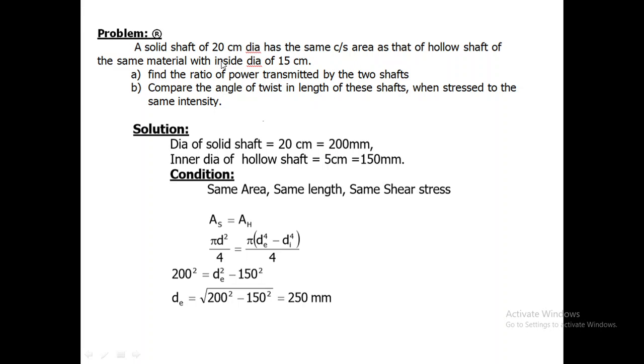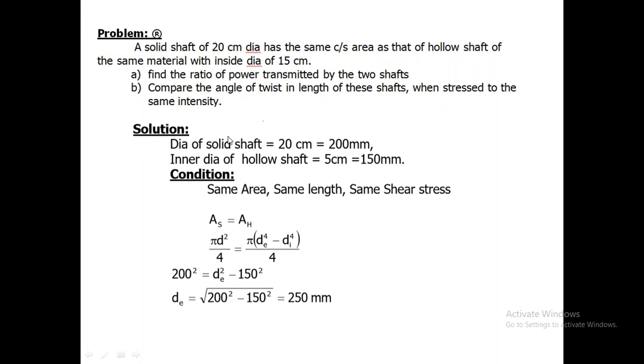Also the inside diameter of the hollow shaft is given, so you can easily calculate the outside diameter of the hollow shaft, because the area is the same. We have to find the ratio of power transmitted by the two shafts, so we calculate the power transmitted by each and take the ratio. Also, he is asking you to compare the angle of twist over the length of these shafts when the stress intensity is the same, so the shear stress will be the same.